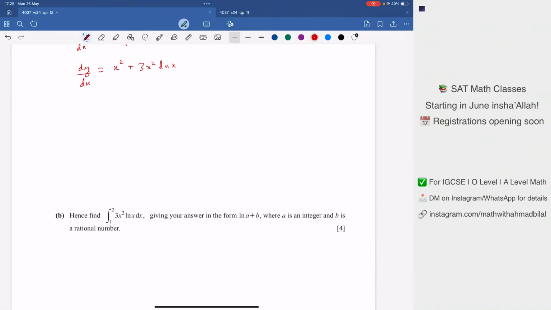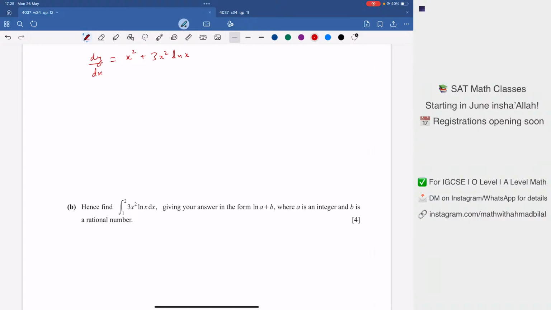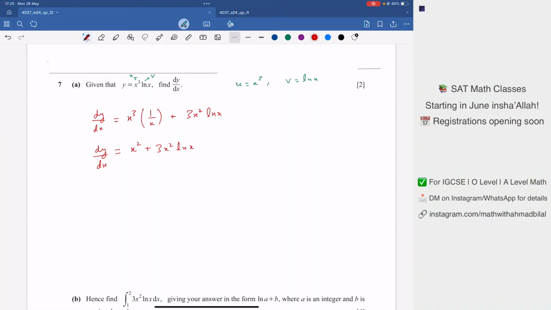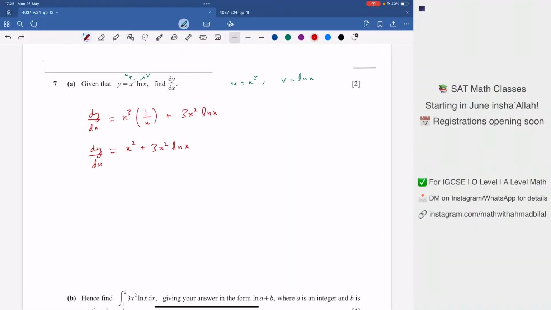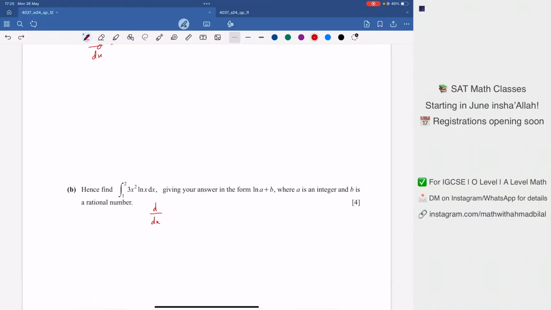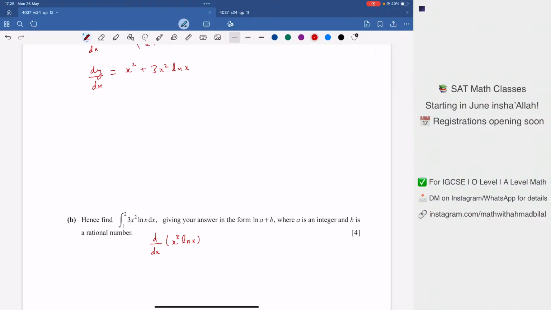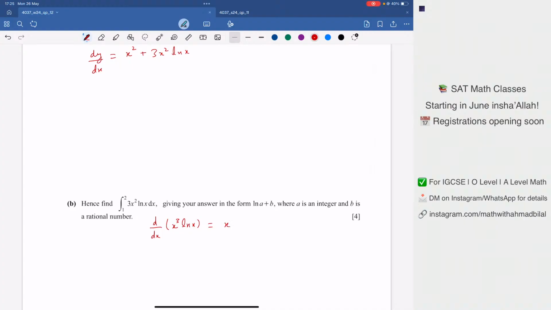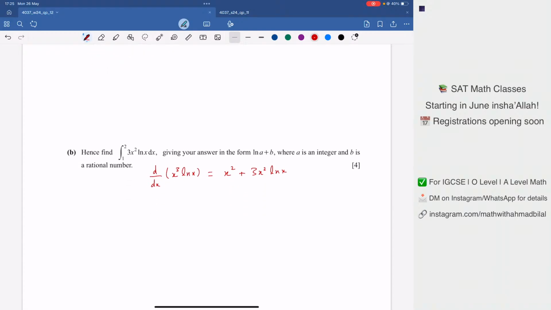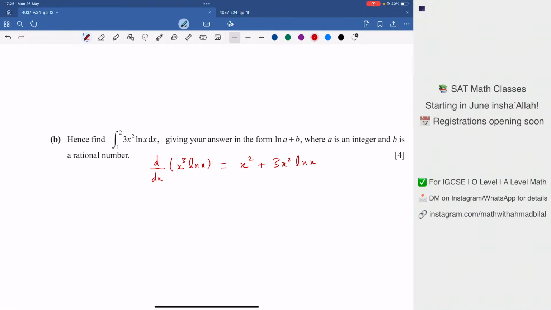Now, what have we done in the previous part? In the previous part, we have said the derivative of what? y was this, right? y was x cube ln x. In the previous part, the derivative of x cube ln x is equal to x squared plus 3x squared ln x. That's what we've done in the previous part. Now we want to find the integral of this thing. How can we do that?